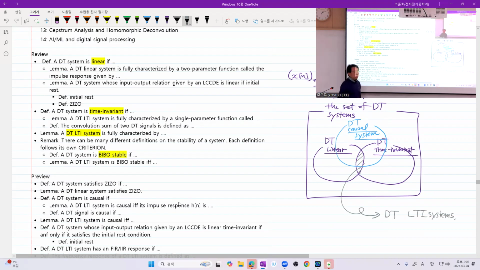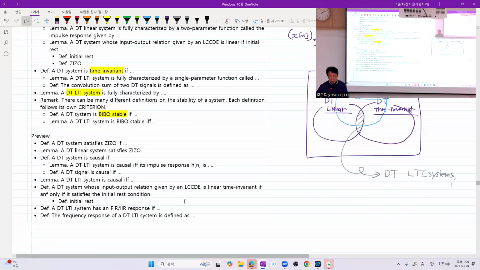What is so special about discrete time LTI systems is that, no matter what kind of component you use in order to actually build this system, mathematically speaking, another associated discrete time signal called the impulse response fully characterizes a DT LTI system.